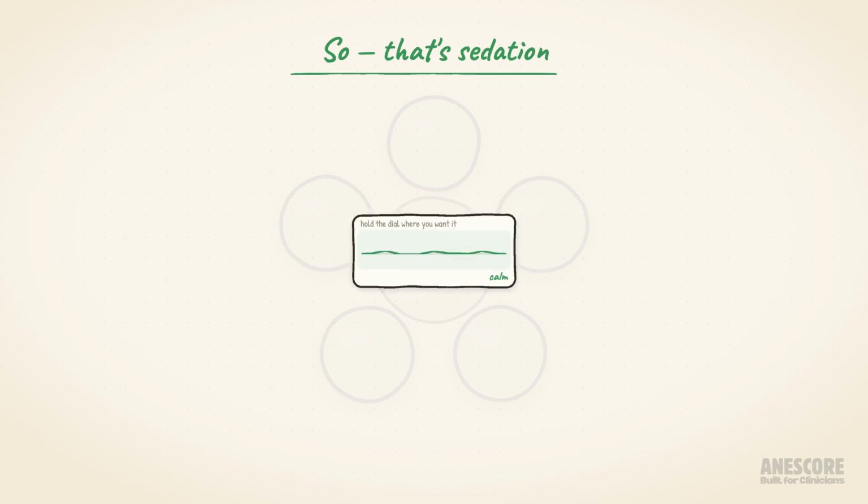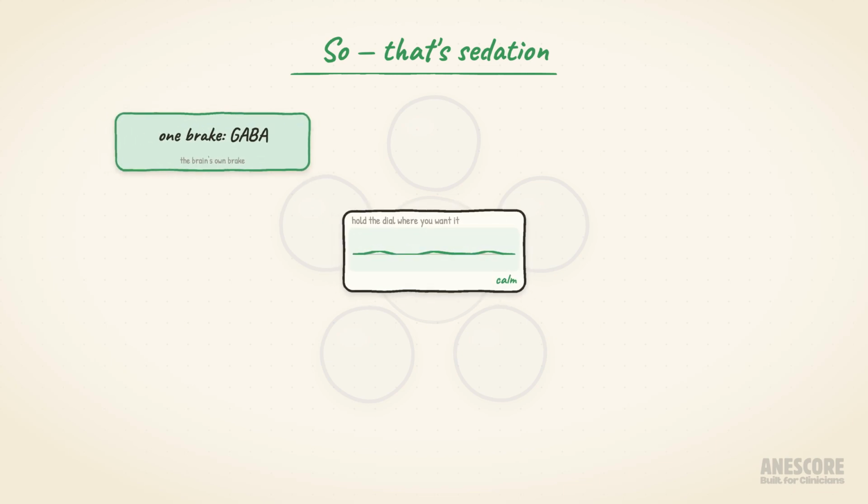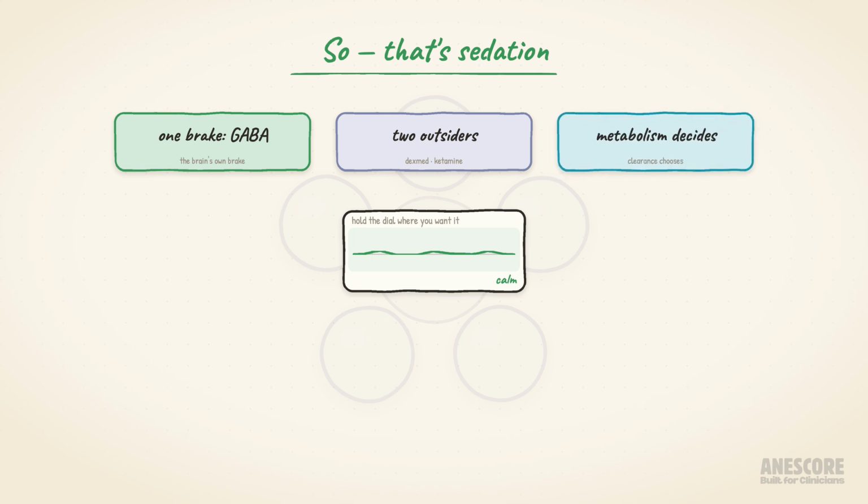So that's sedation. Almost every drug here leans on one brake, GABA, while our two outsiders, dexmedetomidine and ketamine, work the arousal switch and the NMDA receptor instead. What really separates them is how the body clears them. That's what tells you which to choose, when they'll linger, and when to avoid them altogether. Measure the patient, match the clearance, and keep the dial exactly where you want it. That's AnesCore.